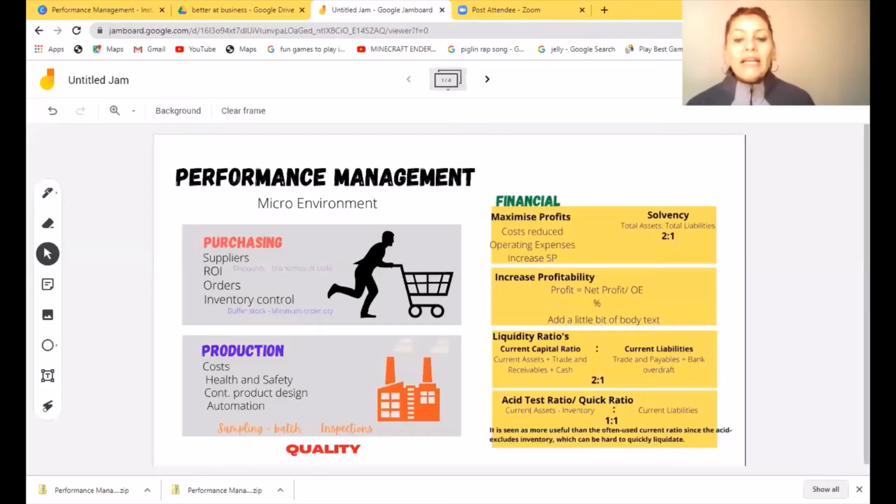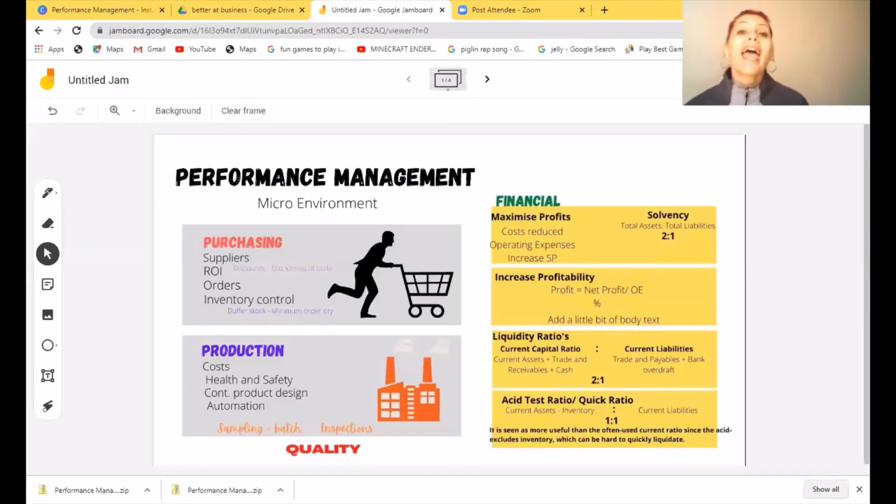Liquidity ratios. You're going to look at your current capital ratio, and you're going to look at your asset test ratio. Now, current capital ratio is where you look at current assets plus trade receivables plus your cash to your current liabilities. So current assets to current liabilities, and you'll get a ratio. The industry norm is 2-to-1. You need double the amount of assets to cover your liabilities. And they do this just to make sure that you are liquid, that you have enough assets to turn into cash in order to cover your debts.